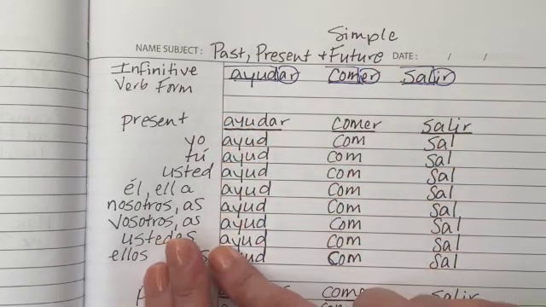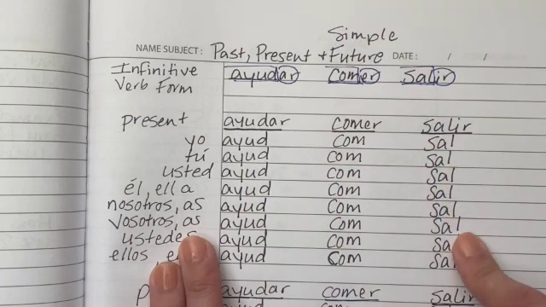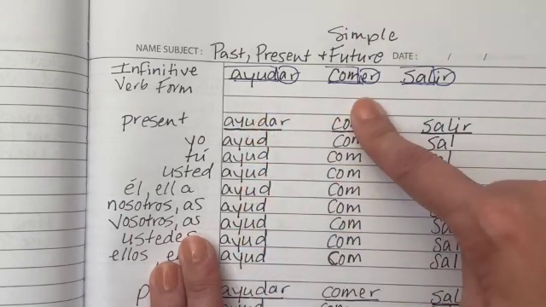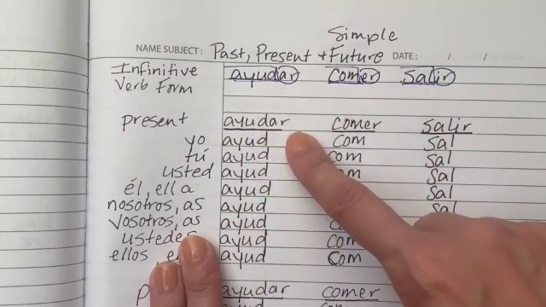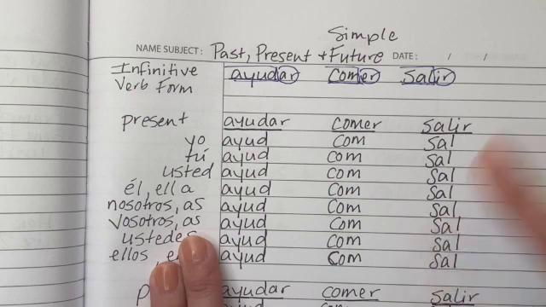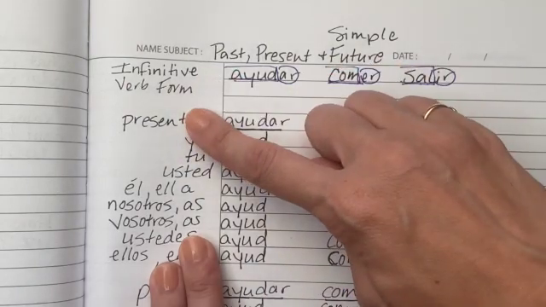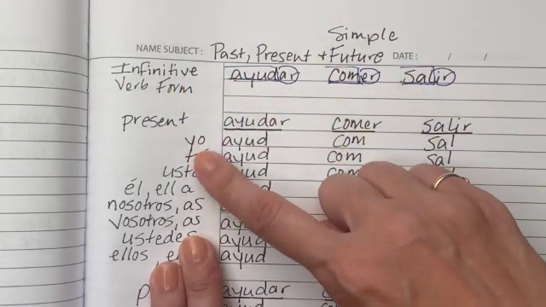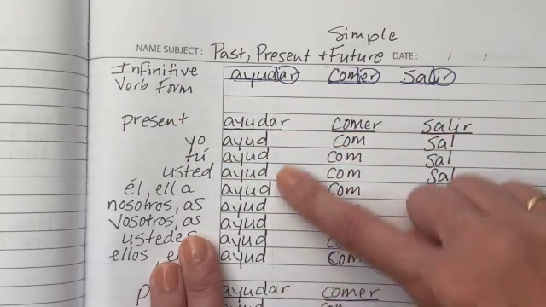So we're going to start here with the present tense. And you can see I've already done that for these verbs. So ayudar, to help, comer, to eat, salir, to go out. I've already taken off the ending here and just written the stems, okay? So that's the first step. The second step is to add the correct ending for both the time, the past, present, future, whatever, and the person, okay? So let's start out with ayudar, to help.